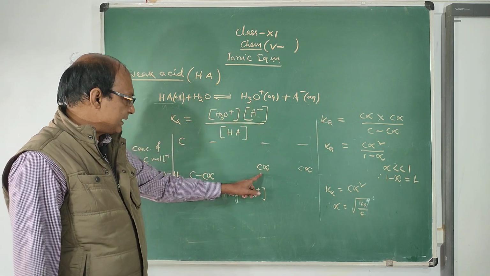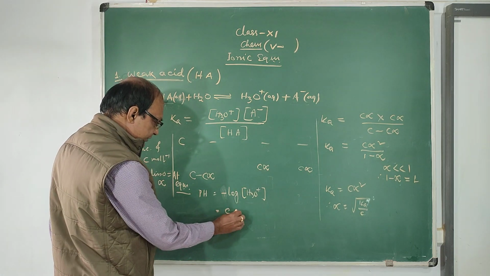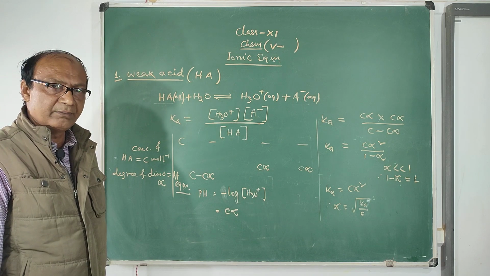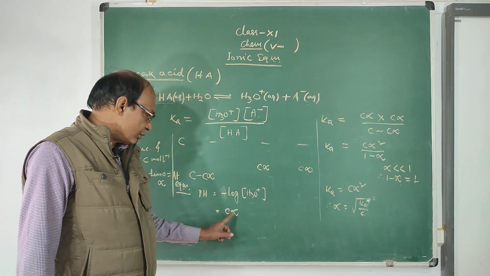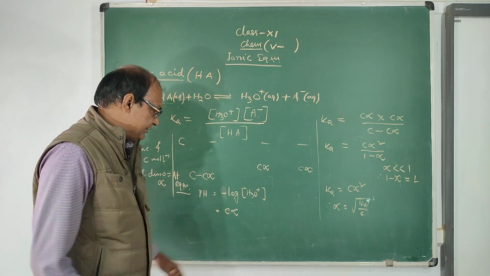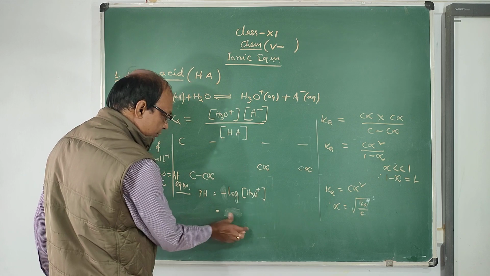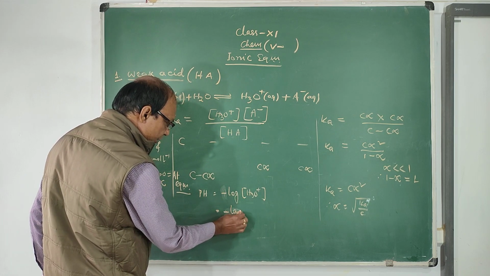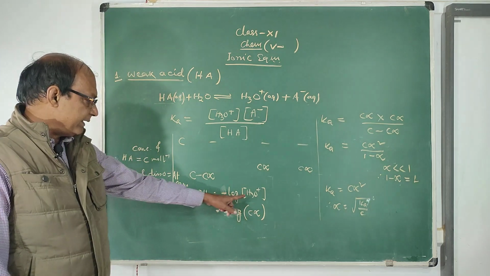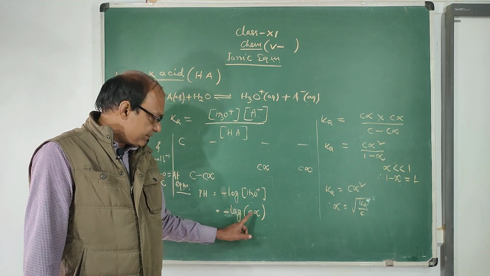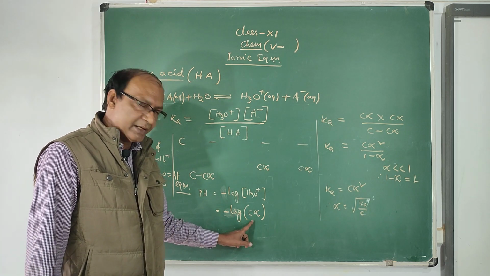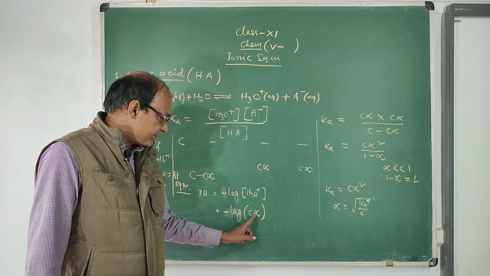Hydronium ion concentration at equilibrium equals C alpha. Clear? So if C is known and alpha is known, you can directly put their values and find out the pH. So hydronium ion concentration equals C alpha, therefore pH is minus log of C alpha. If C is known, alpha is known, you can directly find out pH by using this relation: pH equals minus log of C alpha.